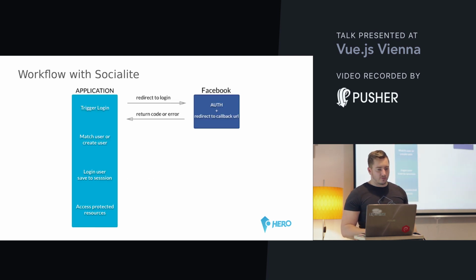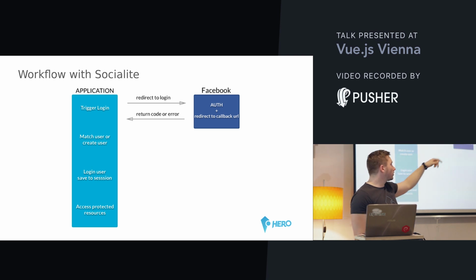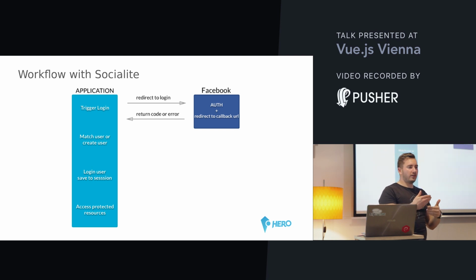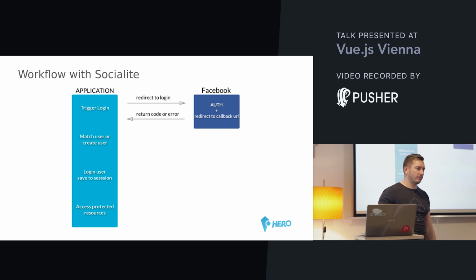Really great. So if you look at the small picture here, you have the application, triggers the login, gets the redirect to Facebook. Then you have the authentication process there. The user has to accept the application. And if it is successful, you get a Facebook code back to your application. Socialite parses this code, gets the user object, and you can, for example, register or log in this user into your application. That's the simple thing.